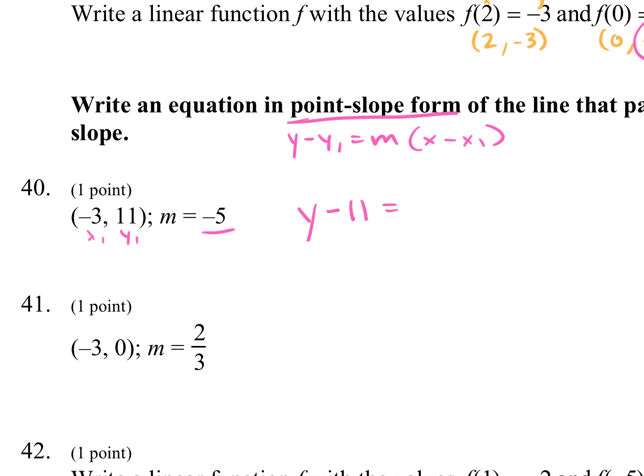Y minus 11 is equal to -5 times x. What happens when I have minus -3? Plus. Turns into a plus. Don't just leave it as minus -3. If this is a free response question, make sure you change it to a plus.